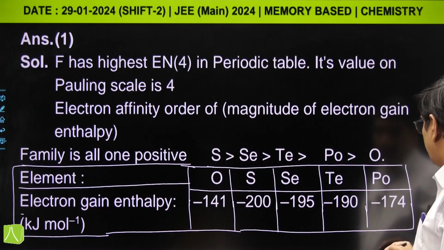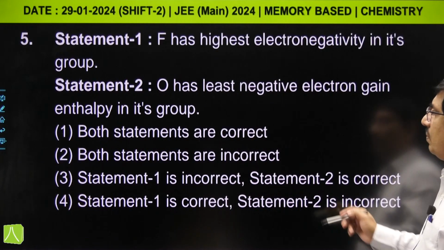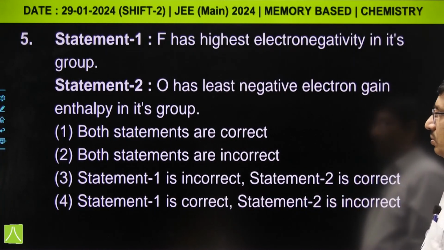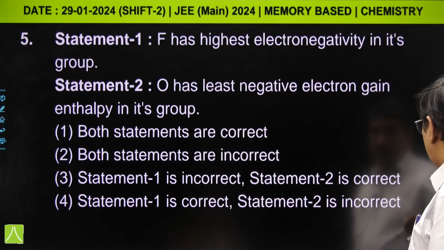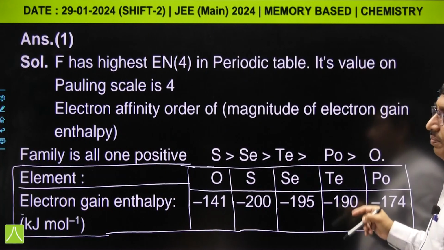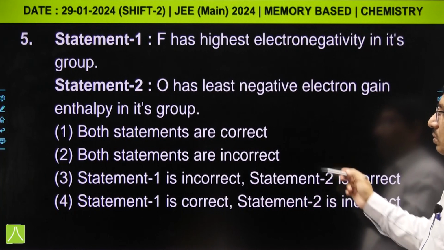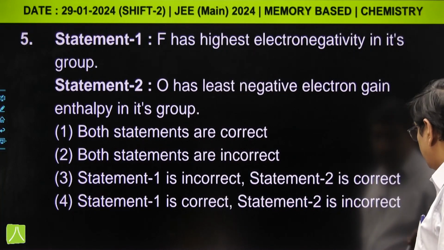So, the first statement, fluorine has highest electronegativity in its group and oxygen has least electron gain enthalpy in its group. So, both the statements are correct. So, answer 1.